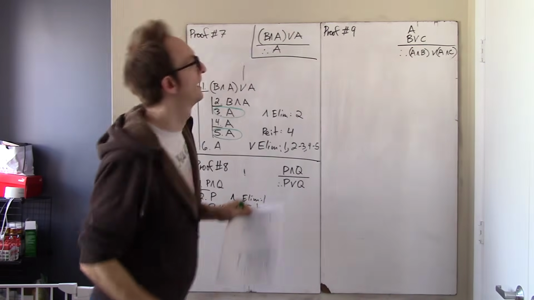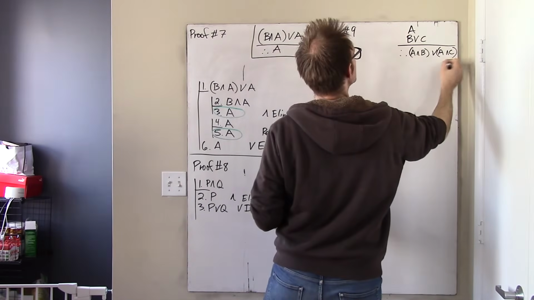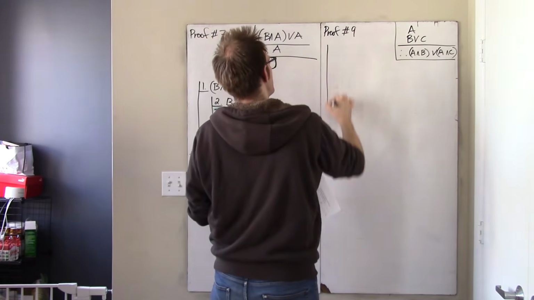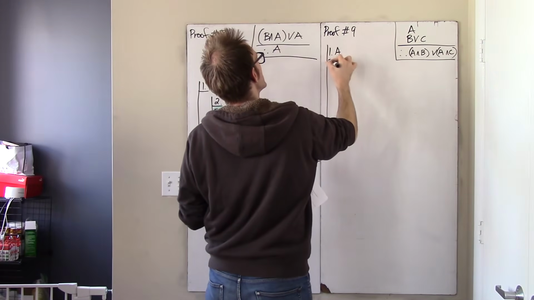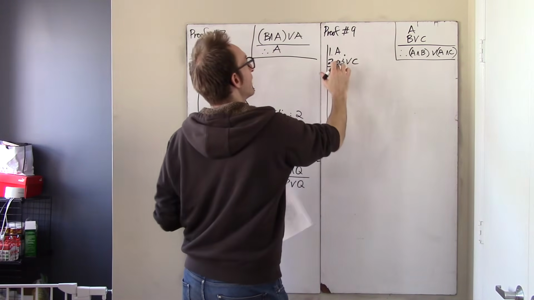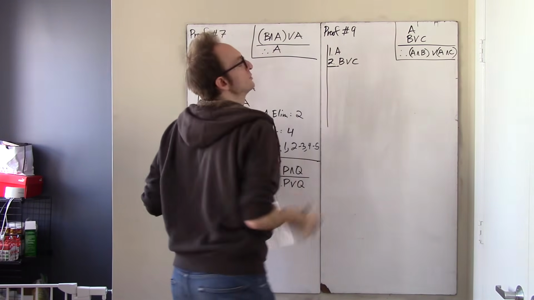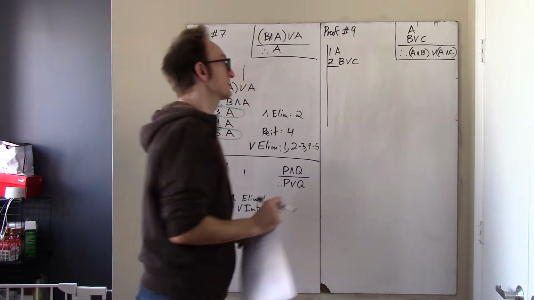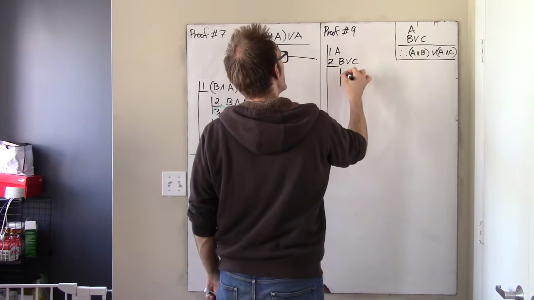Alright. Well, that seems pretty reasonable if you think about it. Let's not think about it too much. Let's just begin. Line 1 A, line 2 B or C. What am I going to do? Well, I have to use line 2 somehow, and there's only one way to use line 2, and that's to do a proof by cases. So let's do that proof by cases now.